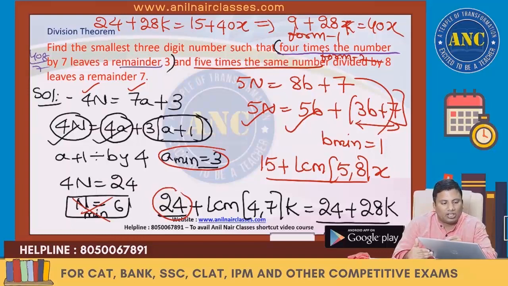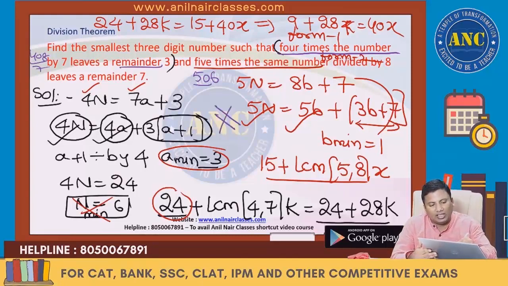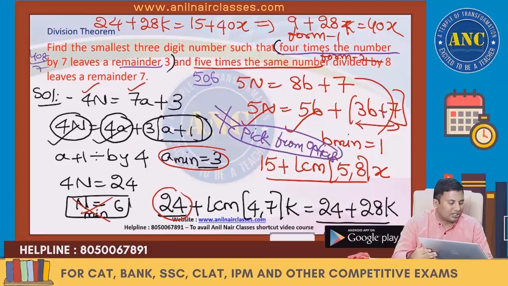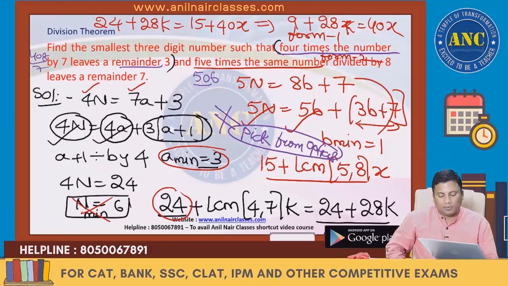Similarly, check this number when it is divided, 5 times the same number. 5 times 102 is 510. Divide by 8, if you are getting 7, then she is right. Best way is not to do it like this. Pick from the answer options. Substitute from the options, you will get the answer. Right? Pick from the answer options. Don't do this. It's a very complicated process.